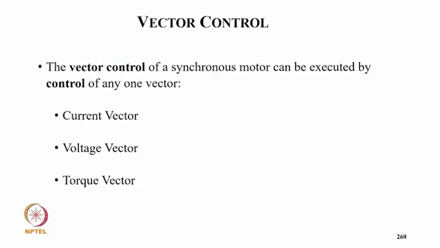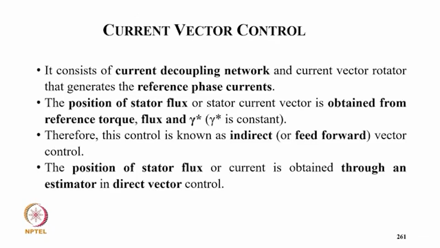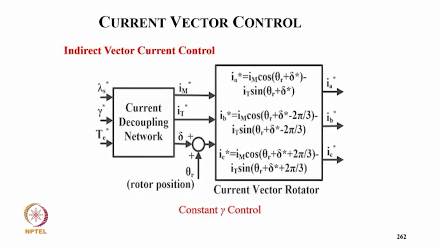So vector control of a synchronous motor can be executed by control of any one vector: current vector, voltage vector, or torque vector. It consists of a current decoupling network and a current vector rotator that generates the reference phase currents. The position of the stator flux or stator current vector is obtained from reference torque, flux, and gamma star, and that gamma star is constant. Therefore, this control is known as indirect or feed-forward vector control. The position of stator flux or current is obtained through an estimator for indirect vector control. And this is typically indirect vector control.